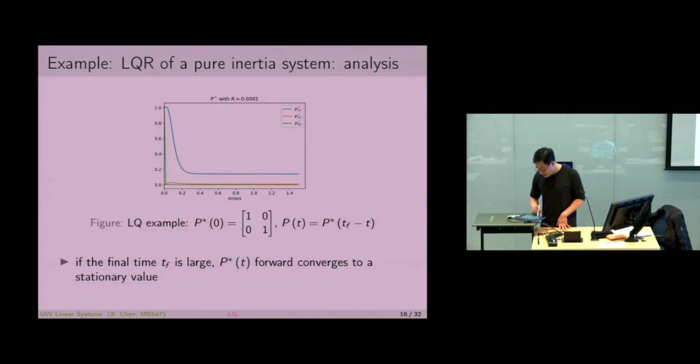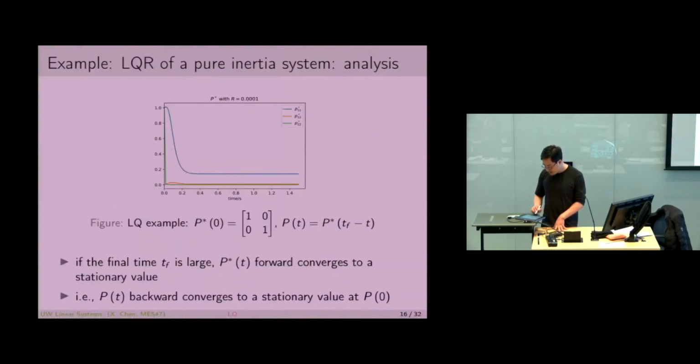And then we can see, this is just repeating the observations, that if TF is sufficiently large, actually only after 0.3 second, this P star forward converges to a stationary value. That means P, this matrix that we actually put in the control law, backward converges to a stationary value at P0. That's what we're going to implement, this P over here.